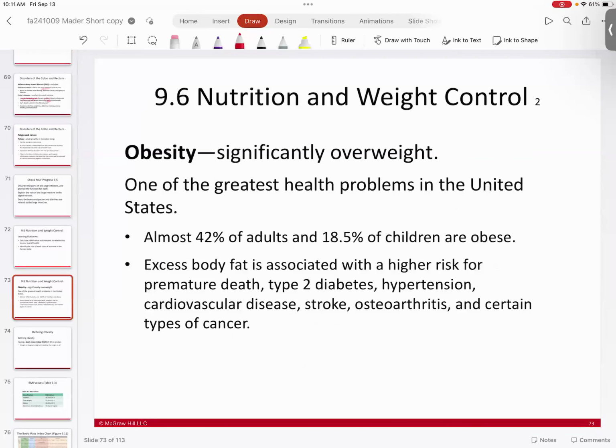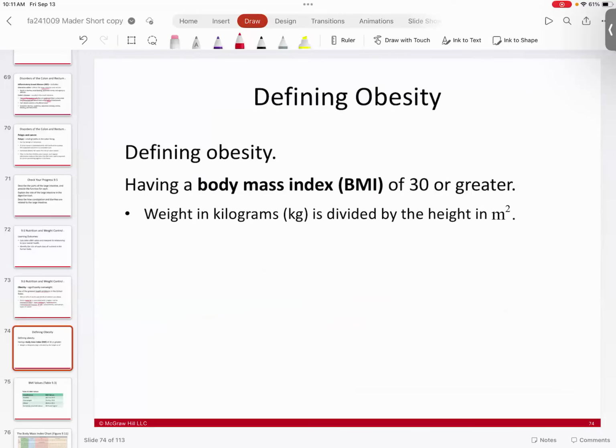Okay. So now let's talk about nutrition and weight control. So obviously weight control, that's obesity. It's a huge thing in the US. We think almost, not quite, half of adults and almost a quarter of children are obese. This is basically where you have an excess of body fat associated with a lot of different things, right? For instance, type 2 diabetes, hypertension, cardiovascular disease, stroke, which is all part of cardiovascular disease, osteoarthritis, and types of cancers. So all of these are increased in frequency for individuals who are carrying weight.